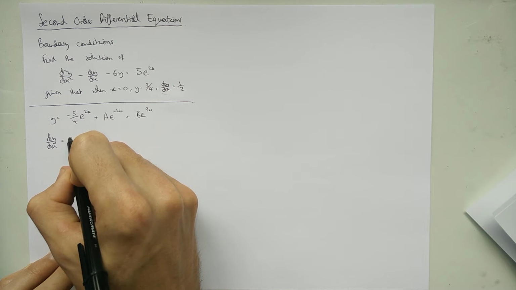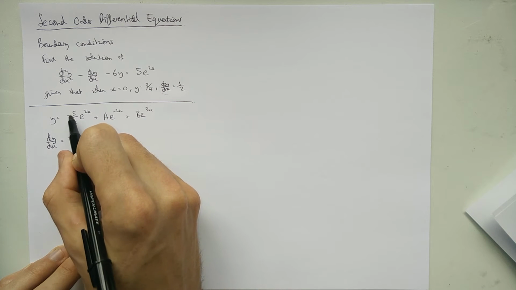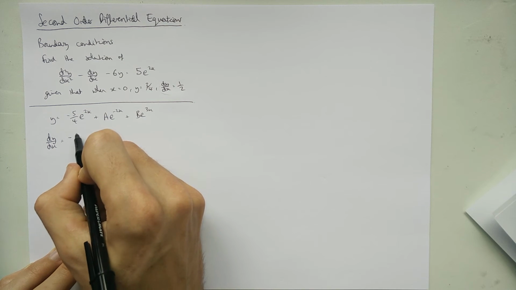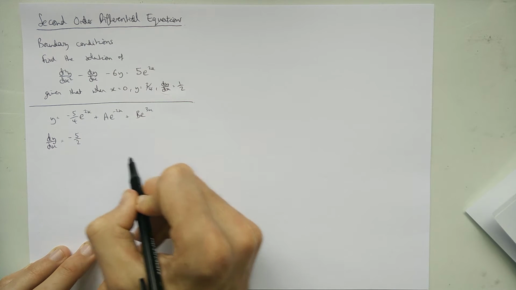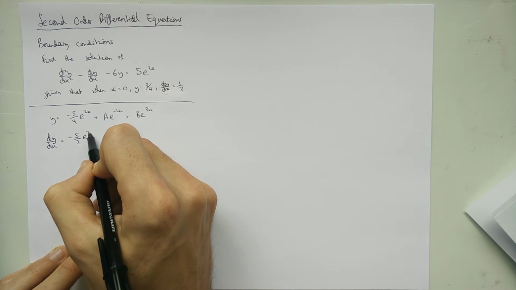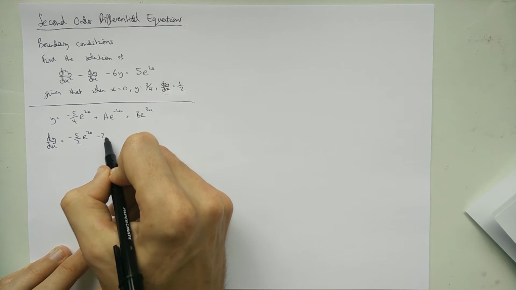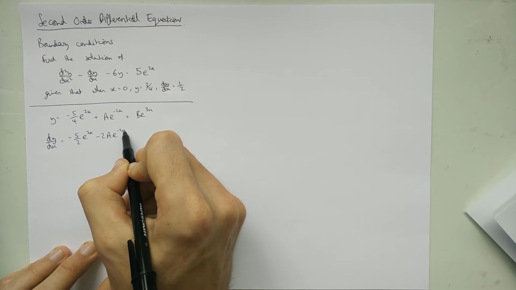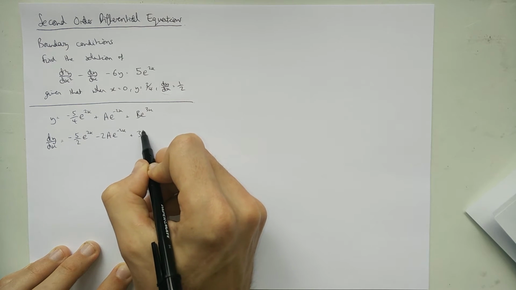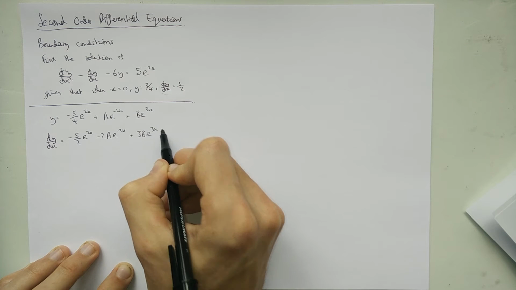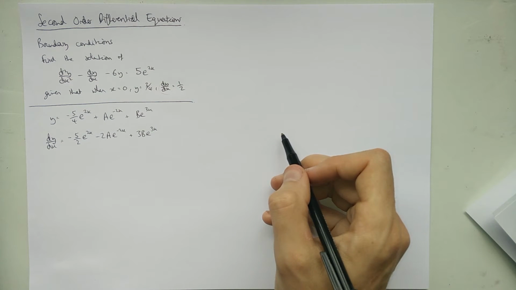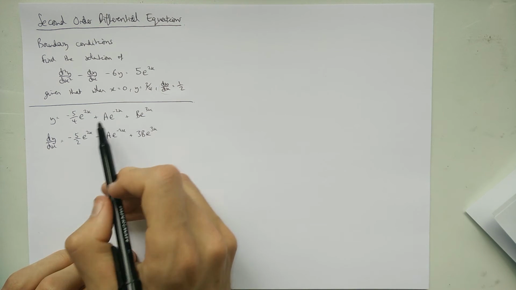Differential here, well, bring the 2 to the front and it becomes 5 over 4 times 2, so it becomes 5 over 2, the 4 and 2 cancel down. Differential here is minus 2a e to the minus 2x. Differential here is plus 3b e to the 3x. There's two equations now. Let's use the information in both equations.